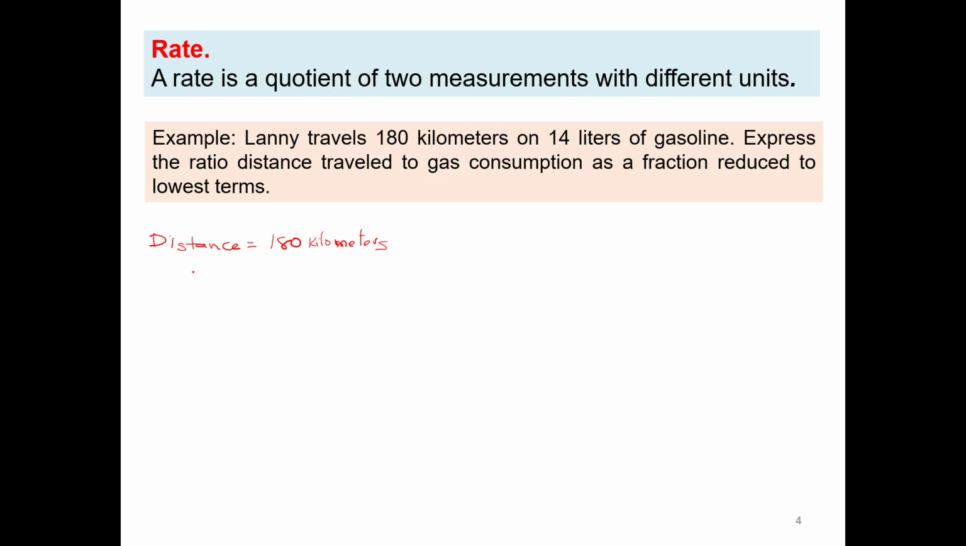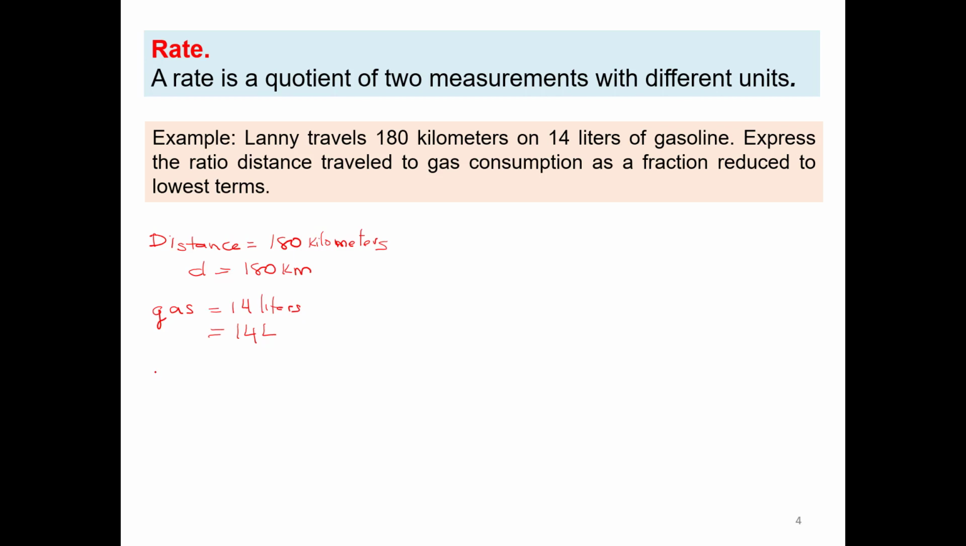And we can express this one like D equals 180 kilometers. And the other thing, we had the gas, which is 14 liters. And we can express this one like 14 liters, like that. Then we want the ratio of the distance to gas consumption.